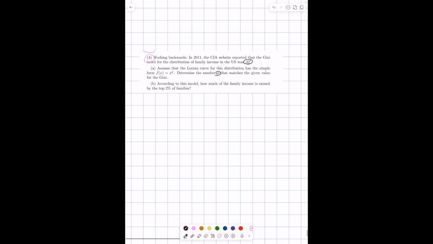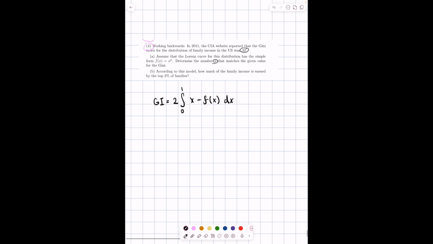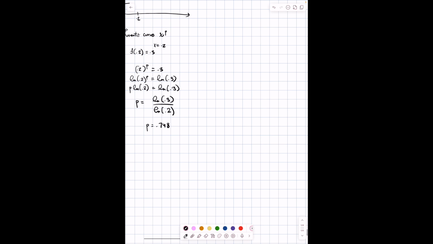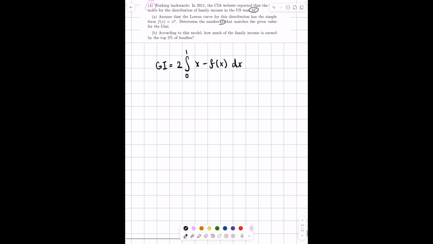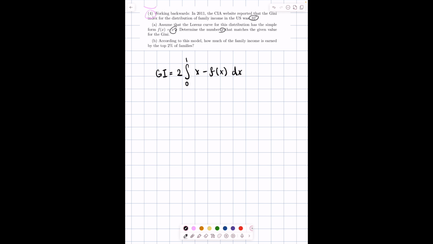So let's write the Gini index equation first. We'll have GI equal to 2 times the integral of x minus f of x dx, bounded from 0 to 1. So this is the Gini index. Okay. And then, I don't have a specific f of x, so I'm just going to plug in that general form. But I also have 0.32, so I can plug in that information as well. So 0.32 equals 2 times the integral from 0 to 1 of x minus x to the p dx.